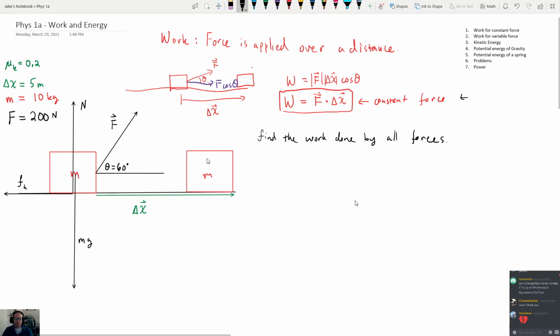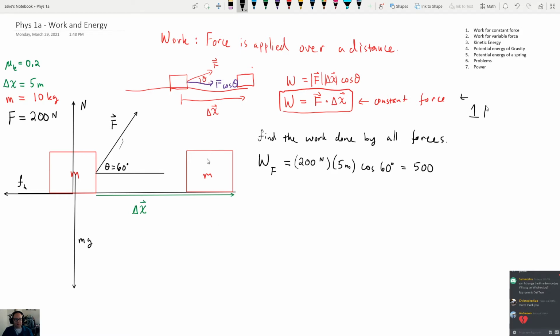All right, so we want to find the work done by all forces. Let's start with the force F. The work done by the force F is going to be equal to the size of the force, which is 200 newtons, multiplied by the displacement. The object moves from here to here, so the displacement is 5 meters. And then we multiply by the cosine of the angle between the two of them, which is 60 degrees. So I think this is going to give us something like 500. And the units for work are going to be newtons times meters. So let's see what that is.